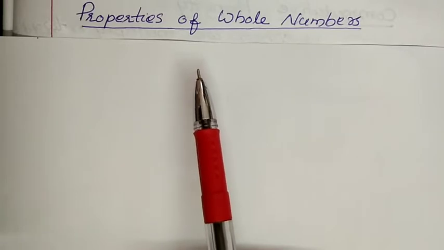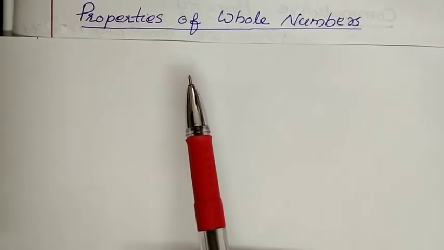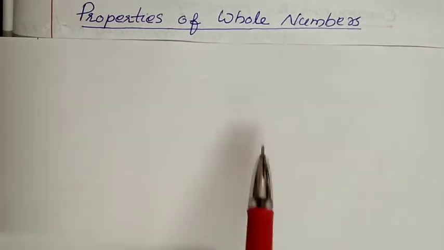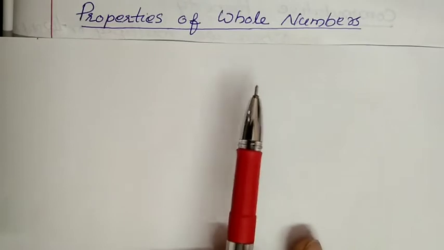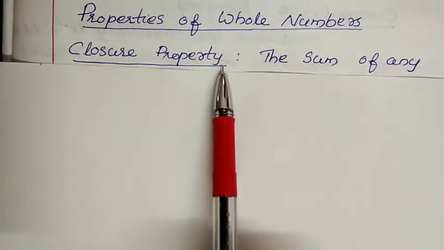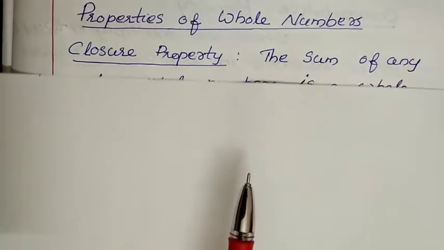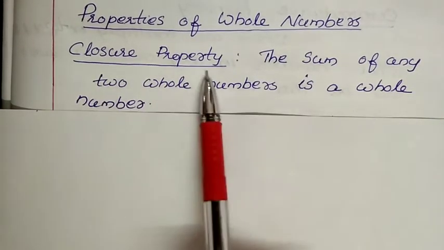Numbers go on. The smallest whole number is 0. The biggest whole number is infinity. Okay. Then there are some properties of whole numbers. It is very easy. The first property is closure property. The name of that property is closure property.